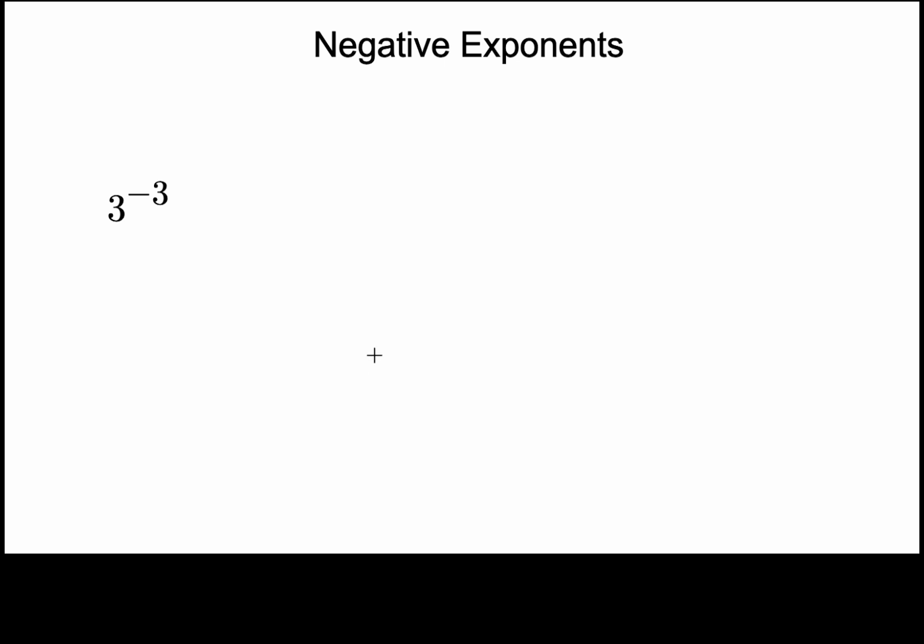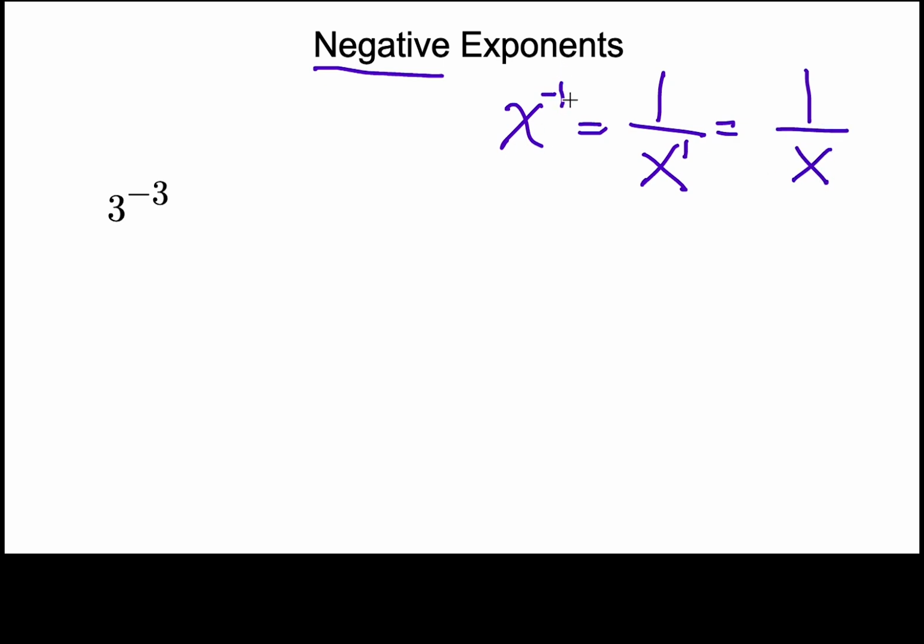The final topic we're going to cover in the lesson today involves negative exponents. If I have a term to a negative exponent, I simply move the term to the other part of the fraction, in this case from the numerator to the denominator, and I take away the negative sign. So x to the power of negative 1 is equal to 1 over x.